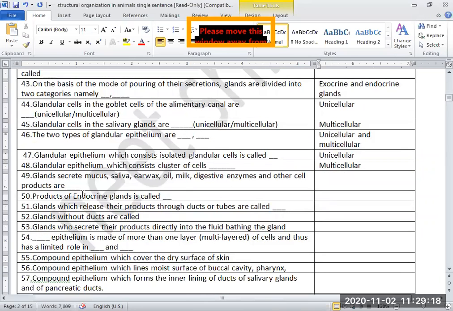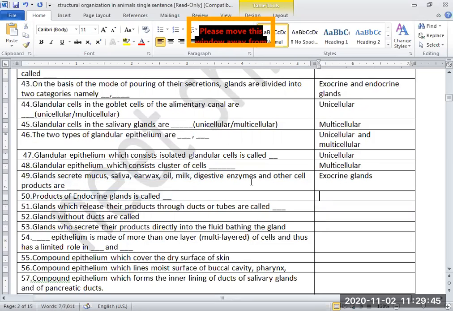Next, glands that secrete mucus, saliva, earwax, oil, milk, digestive enzymes, and other cell products are exocrine. Question number 49. We have two options, exocrine or endocrine. So what is our answer? Exocrine gland.